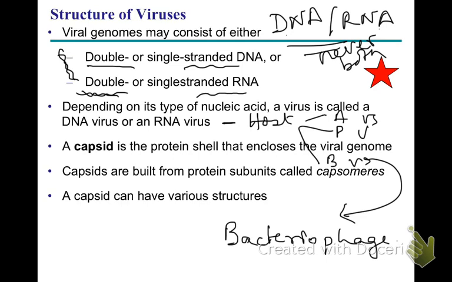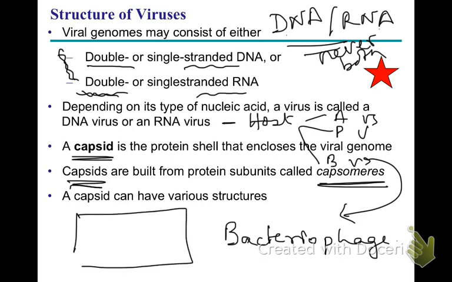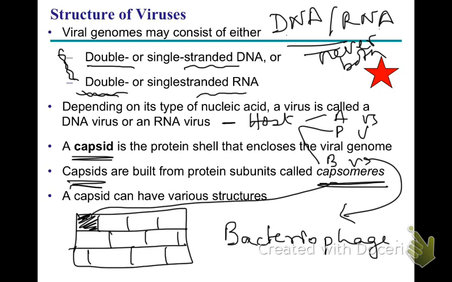Now, the protein shell around the nucleic acid is called the capsid. A capsid is made up of smaller units called capsomeres. So it's like saying I have a brick wall and it is made of bricks. The analogy I'm trying to give you is that each of the bricks that go to make up the entire brick wall is a capsomere. The entire structure is called a capsid.